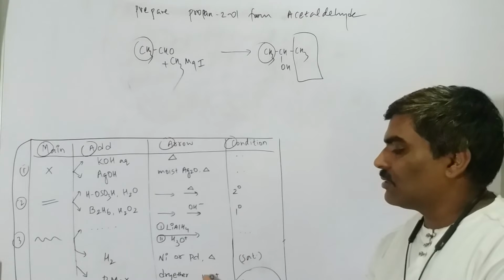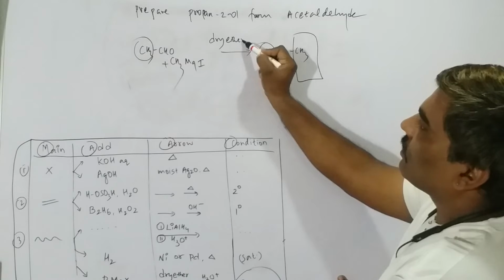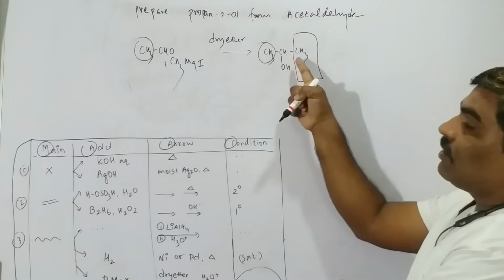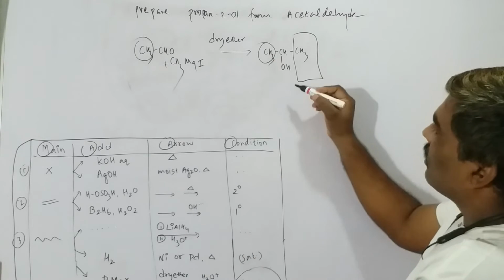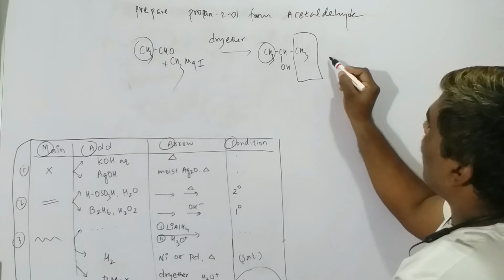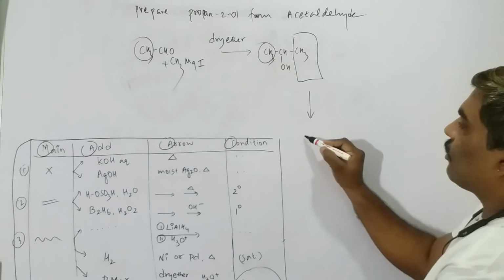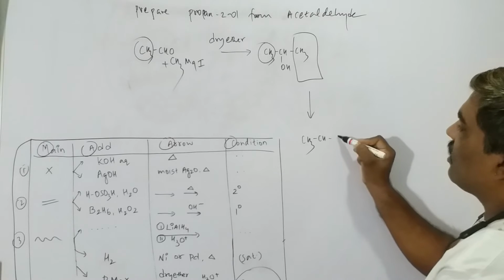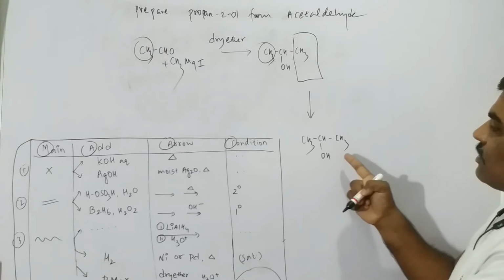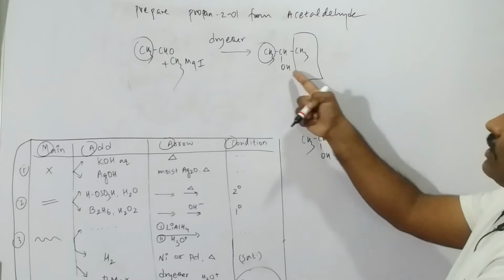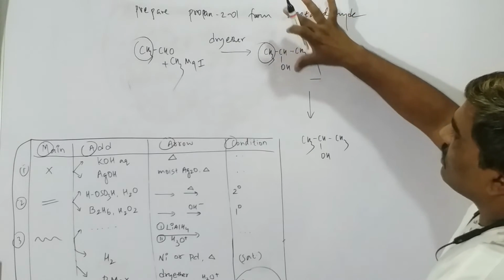But now the problem is what? It's a 2-step process. Very first step, you have to write dry ether. Alcohol will not form here. It's a 2-step process. So that's why, I'll write the structure of the alcohol here. If alcohol is here, then what about this? Intermediate. Okay, we'll see that intermediate.